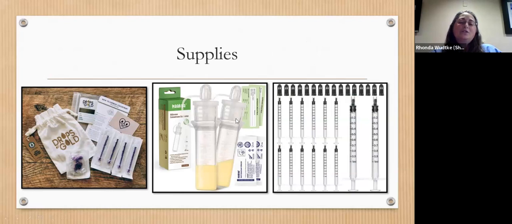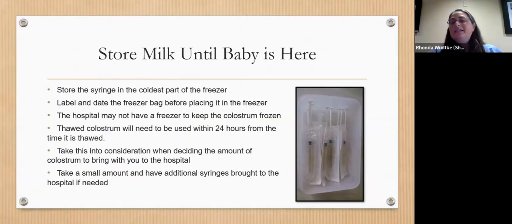HACA actually has a colostrum collector. And when I was Googling that, all kinds of kits actually popped up that parents can purchase for doing this. But we have to store that milk until the baby gets here. So we would want to put that in the coldest part of the freezer, dating and labeling them. They can even put them in Ziploc bags in a Rubbermaid container.